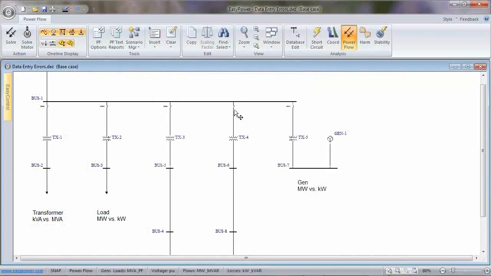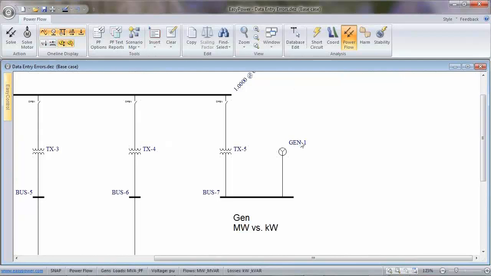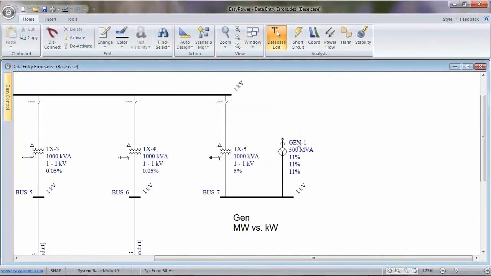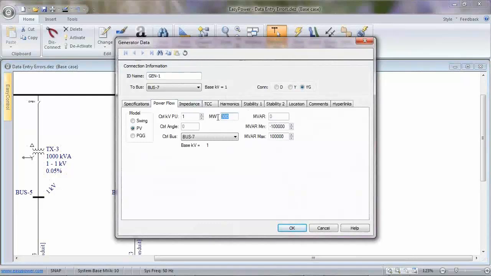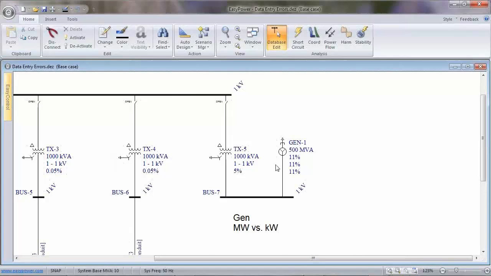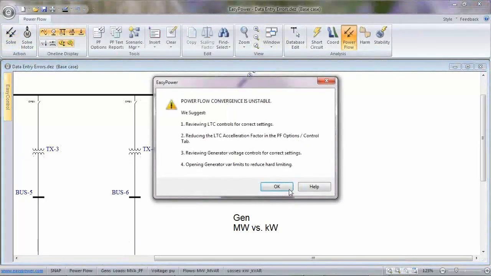Last one, put in generator megawatt versus kilowatt. So in this case, I accidentally put in a 500 MVA generator rather than a 500 kVA generator. And I put in 300 megawatts. It's going to try and shove 300 megawatts through this small transformer, and it will not succeed.